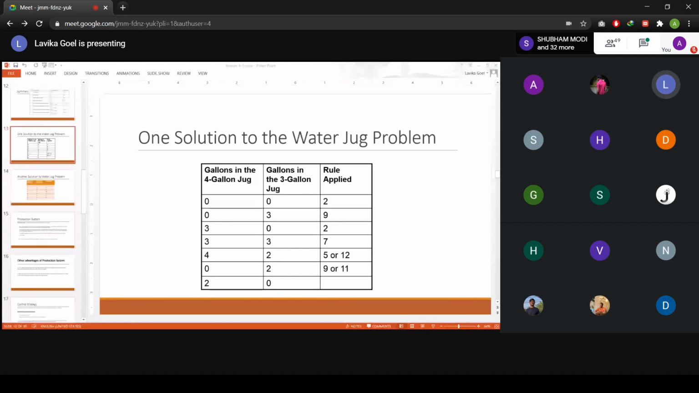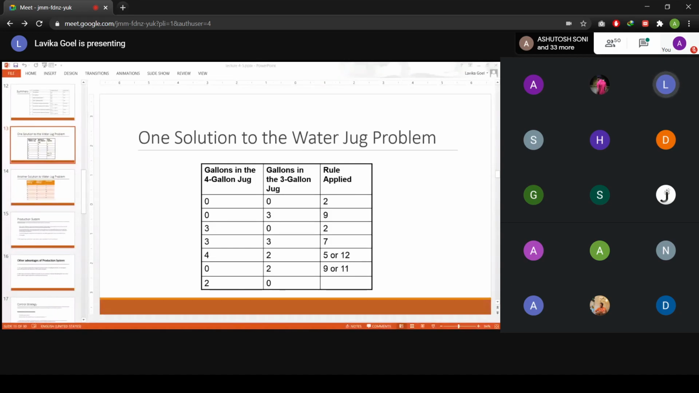Basically, the solution is also written over here. We are starting with 0, 0, and how do we reach 2, 0? First of all, you fill the 3-gallon jug, so the next state becomes 0, 3. Then you pour all the water from the 3-gallon jug into the 4-gallon jug, so the next state becomes 3, 0. And then you again fill the 3-gallon jug, so the next state becomes 3, 3.